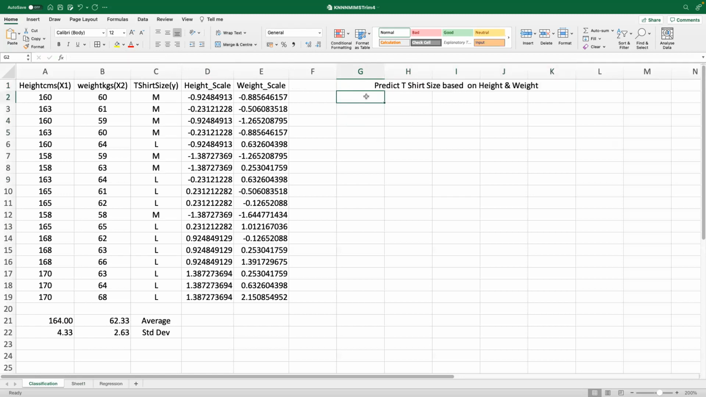Now, you have to predict for a customer whose height and weight are following. Height is 168, weight is 71. You have to predict for a customer whose height is 168 and whose weight is 71.